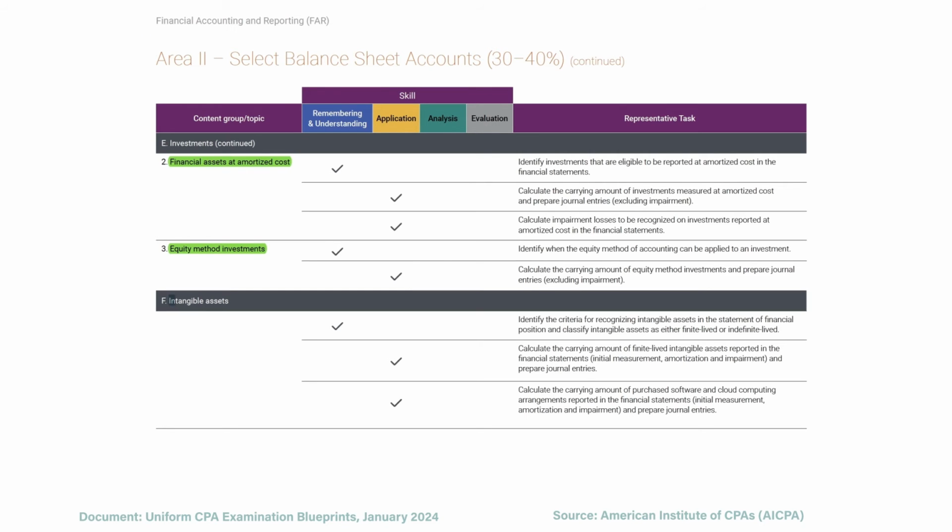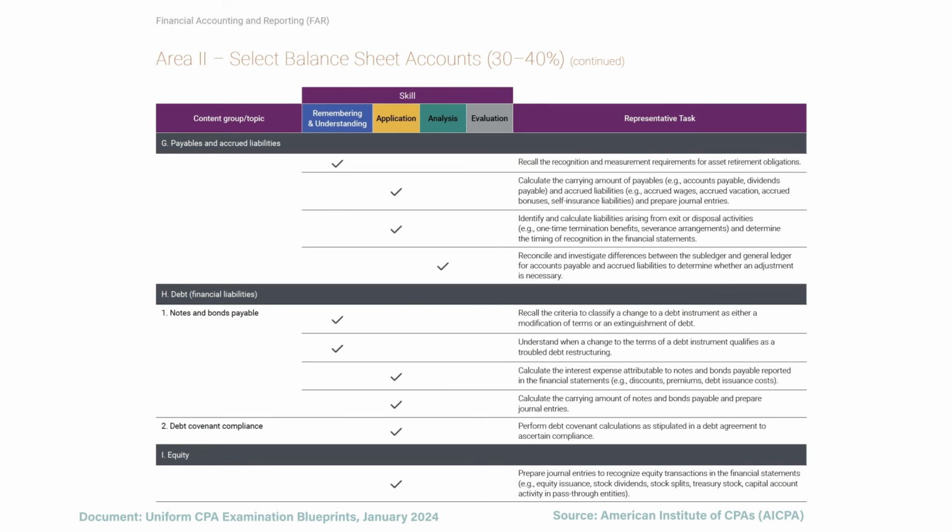From there, we have intangible assets. So we need to identify the criteria for recognizing intangible assets. We're going to have finite-lived intangible assets or indefinite-lived intangible assets. We need to know how to amortize and impair the intangible assets.